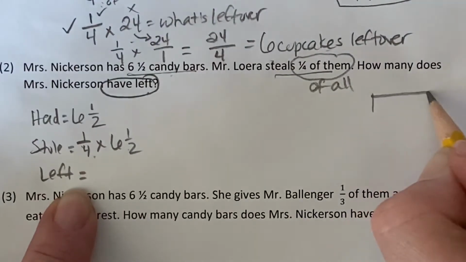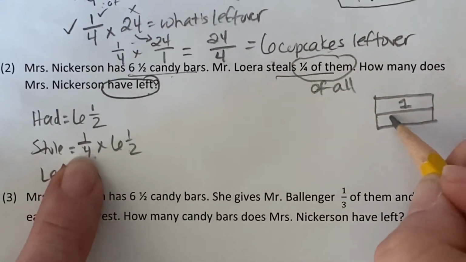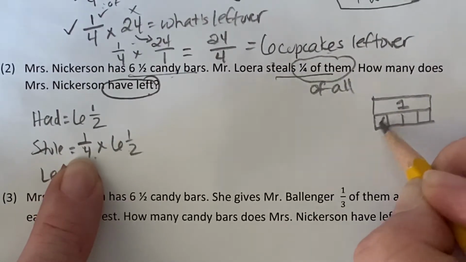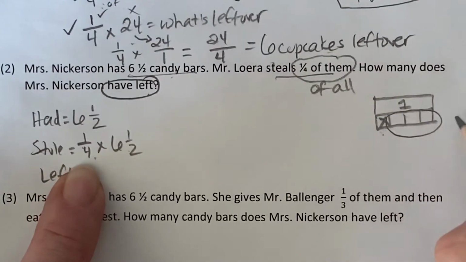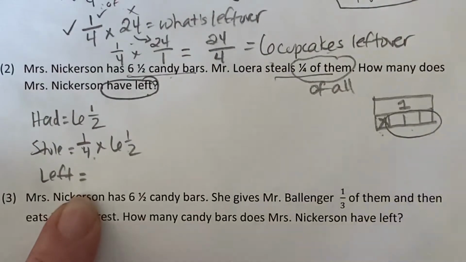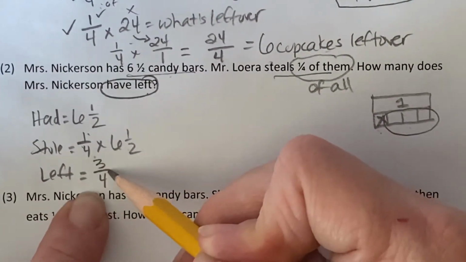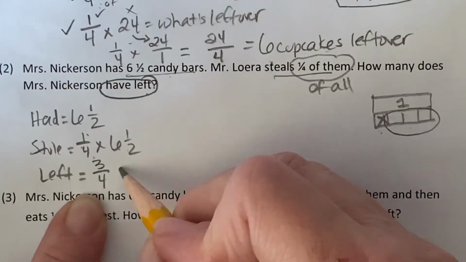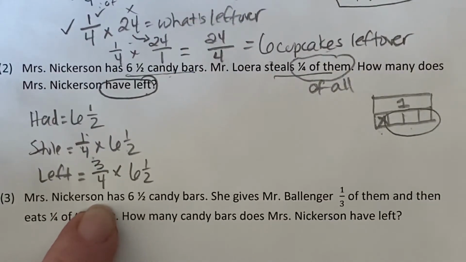Well, let's look. This is 1 whole, and I have 1/4 of it. That's what was stolen. What was left over? 3 out of how many pieces? 3/4, because 1/4 plus 3/4 equals 4/4. So now all I would do is 3/4 times 6.5. Can I multiply it like that? No, I can't. I have to convert. So go ahead and pause this video, convert this, come back and check your answer.